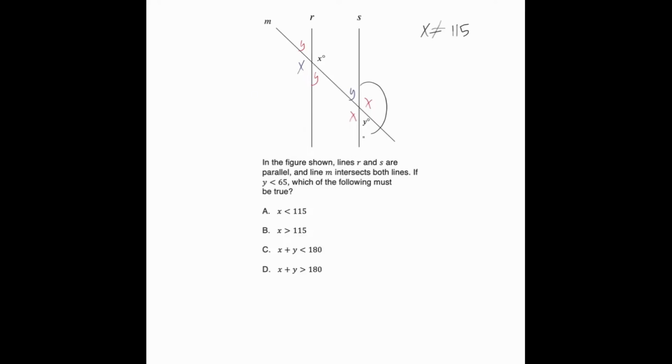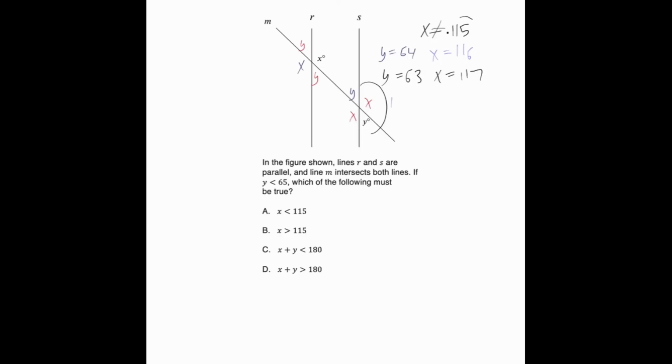So what if y is 64? That would make x 116 to make them 180. So x can be equal to 116. And that's when y was 64. And let's try one more, because y needs to be going in the smaller direction. It's less than 65. So now if y is 63, x would be 117.